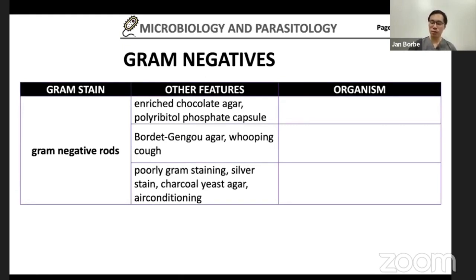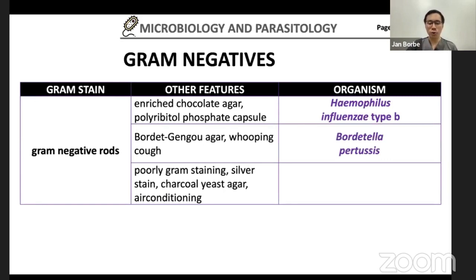Who could this be? Which fastidious organism wants chocolate agar? That's your Haemophilus influenzae, serotype B. Whooping cough, with an inspiratory whoop. That's your Bordetella pertussis.